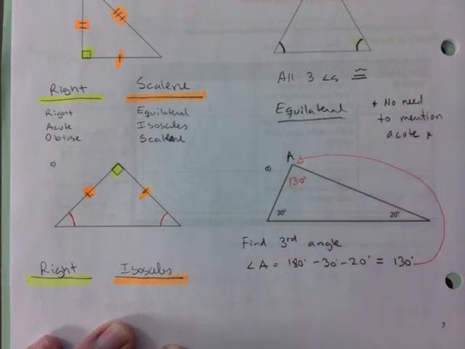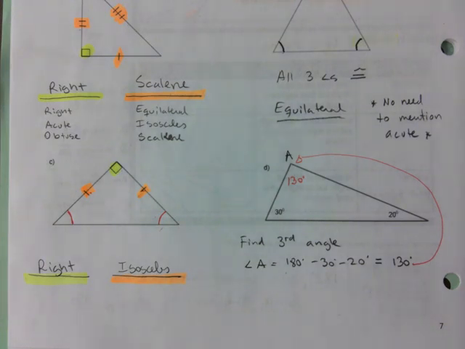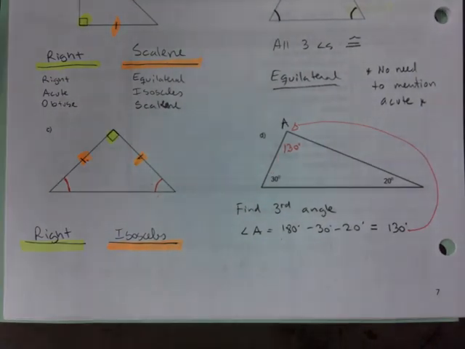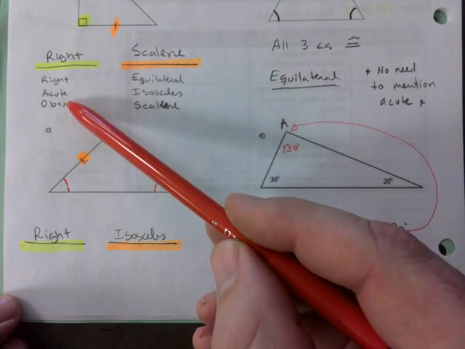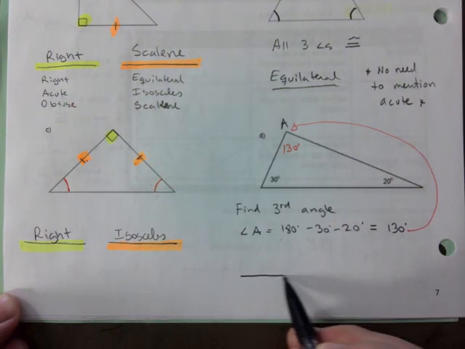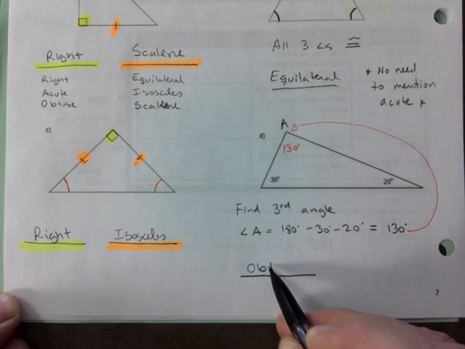Let's write that into the diagram. And why was that important to figure that out? Because now we know what kind of triangle it is in terms of angles. Let's go back up here. It will be an obtuse triangle. So I go like this, and say it's obtuse.